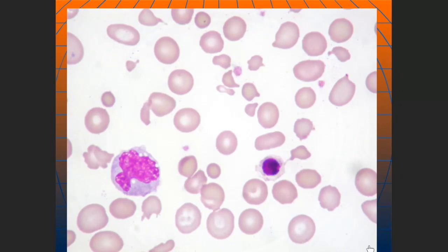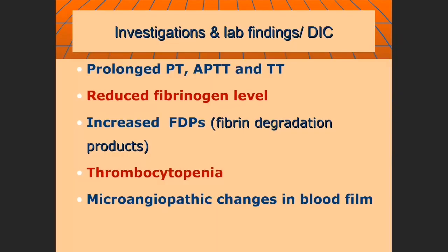Again, laboratory findings: prolonged PT, prolonged APTT, and prolonged thrombin time. Prolonged thrombin time is because of reduced fibrinogen level. Fibrinogen is consumed in formation of fibrin. Increased FDPs, fibrin degradation products, thrombocytopenia, and microangiopathic changes in the blood film or in the blood smear, red cell fragments or schistocytes.